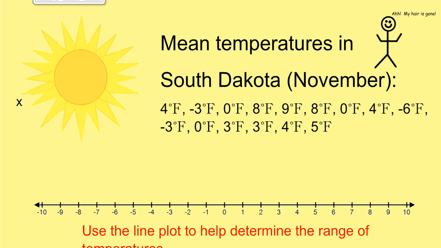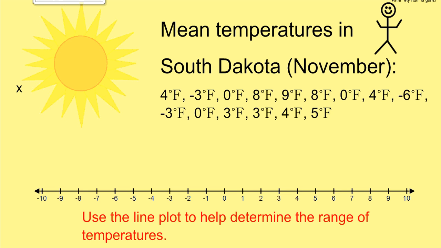I want you to go ahead and construct a line plot with these temperatures. Notice the negative numbers. They're to the left of the 0 on the number line. Go ahead and construct your own number line and make a line plot with these numbers. Then we can use that line plot to help determine the range of temperatures. Pause the screen, and when you unpause it, we can go over them. Okay, now it's time to go over them.